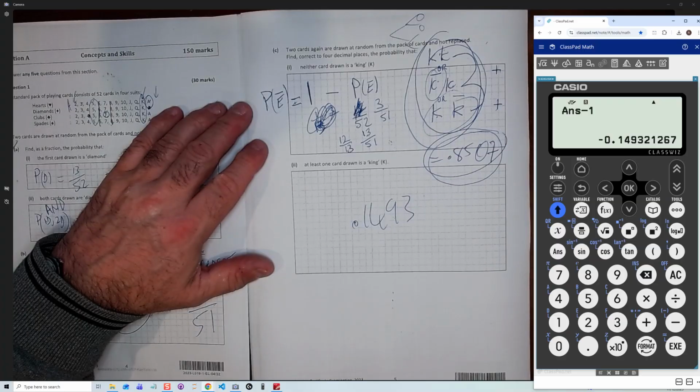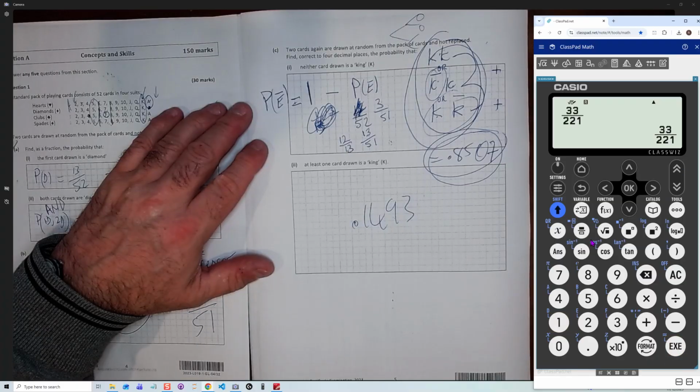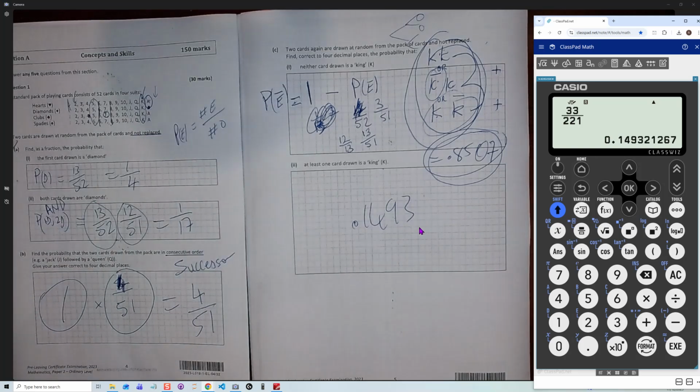and they have 33 over 221, but they're not even being careful about turning it into decimal. Let's see, is this right according to what they've got? 33 over 221. Clear your decks. 33 over 221. But they asked for a decimal, so I don't see why they're not giving it in decimal. 0.149. Okay, so these are called complementary.